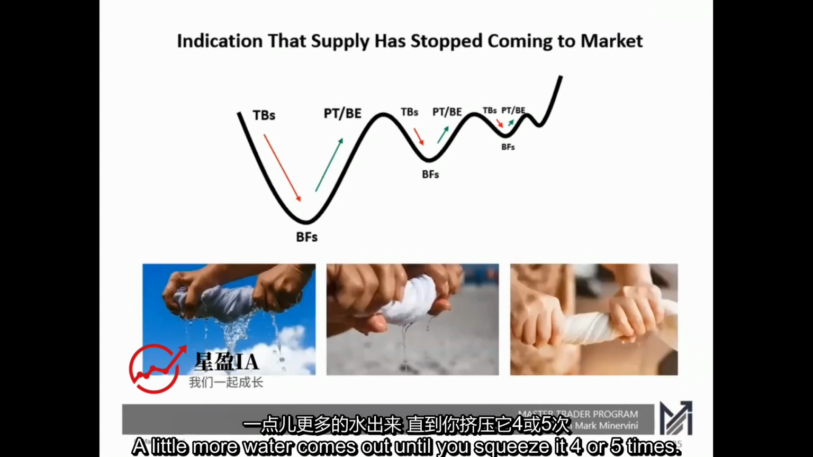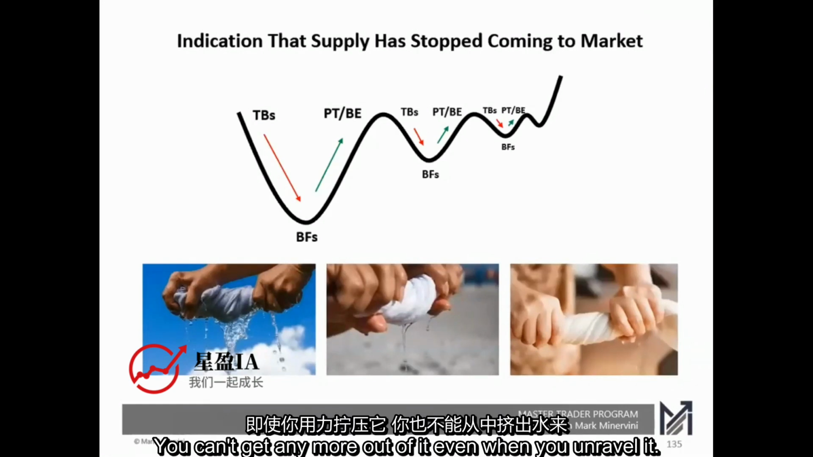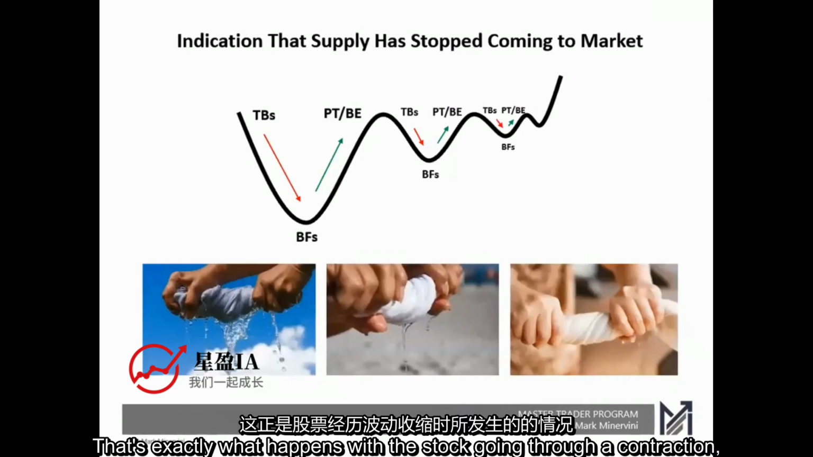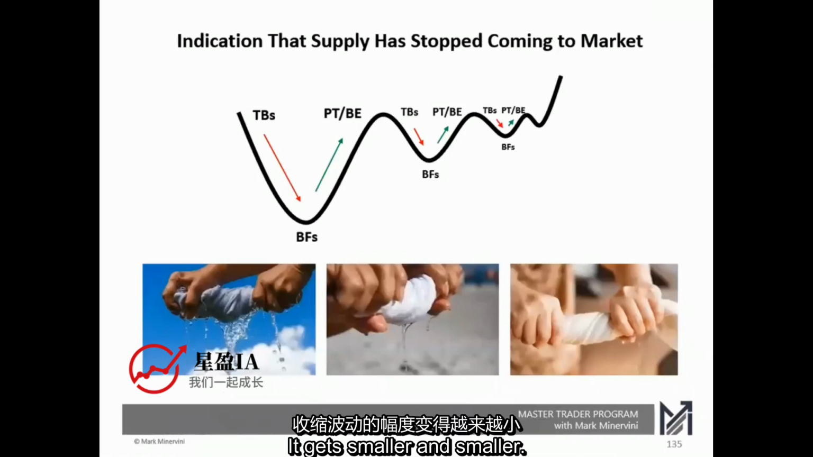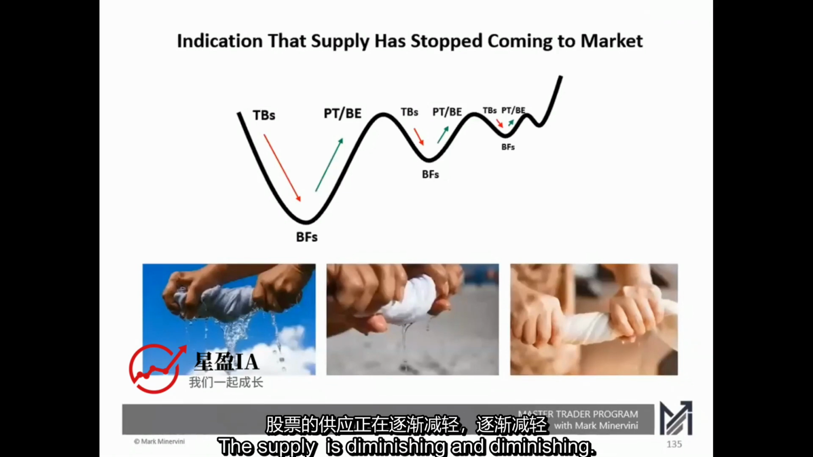And now a little more water comes out until you squeeze it 4 or 5 times and you can't get any more water out of it, even when you unravel it. That's exactly what happens with the stock going through a contraction. As it's going through these contractions, you're going through trapped buyers and profit takers, trapped buyers, profit takers, it gets smaller and smaller, and the supply is diminishing and diminishing.